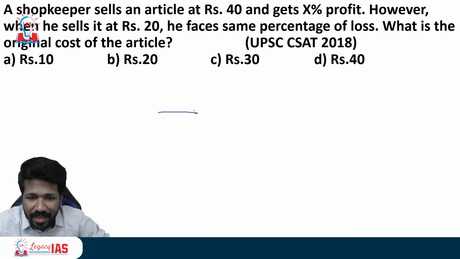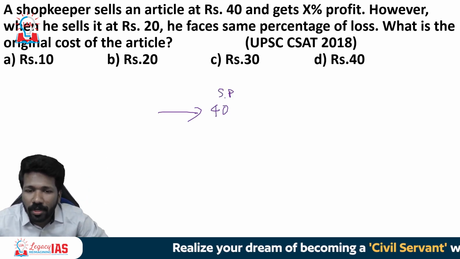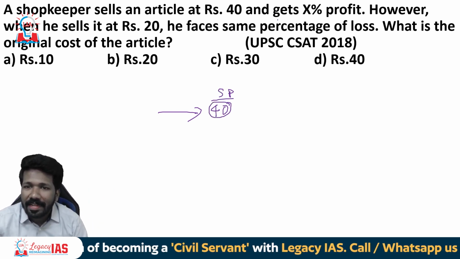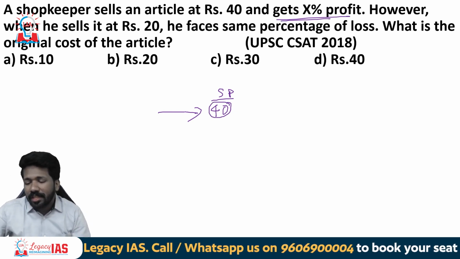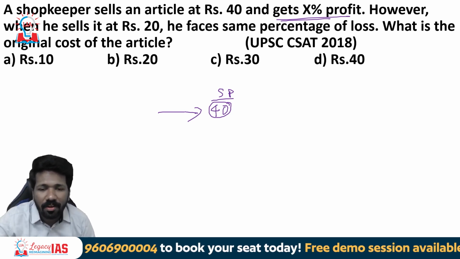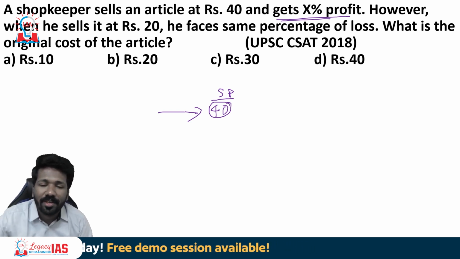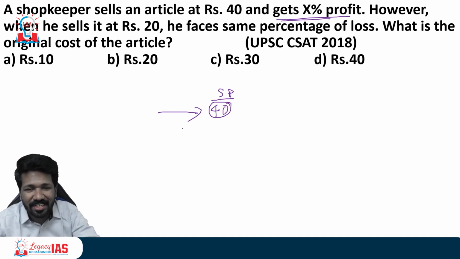Sells it. That is, the selling price is 40 rupees. Or I will say the return he is getting is 40 rupees. After the business he is getting 40 rupees, and that is a profit, and gets X% profit. When you say that a person gets profit, he is getting more than the money he invested. The money he is getting returned is more than the money he invested. Or the money he invested is lesser.